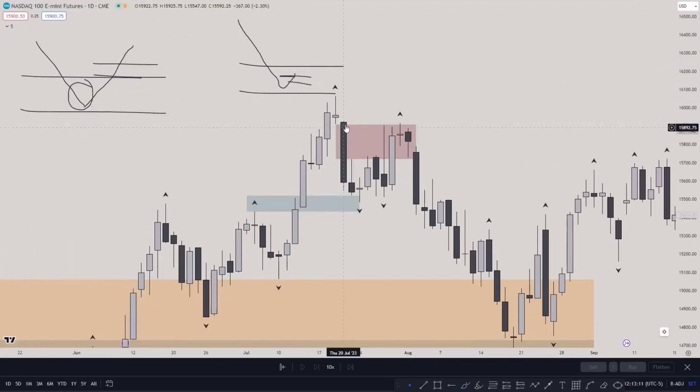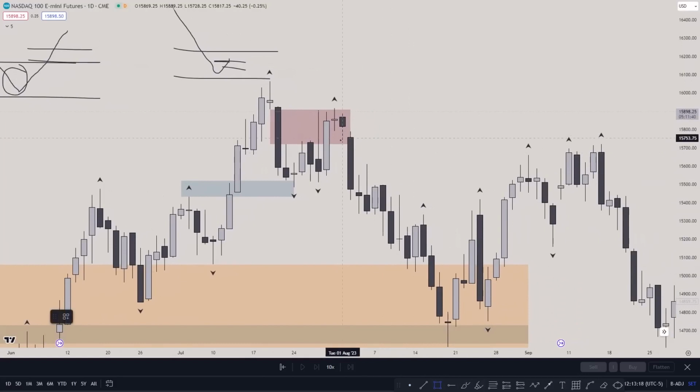Right here. So what do we see happening here? Fair value gap respected right here, creating another fair value gap. This is the other fair value gap. Immediate rebalance right here at this high, immediate rebalance, and we see that price was going lower.